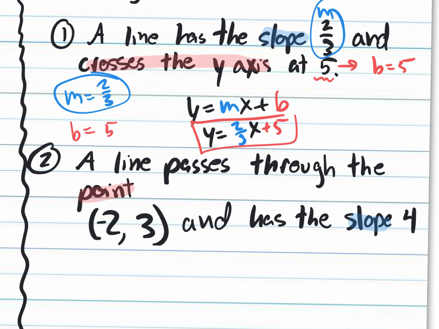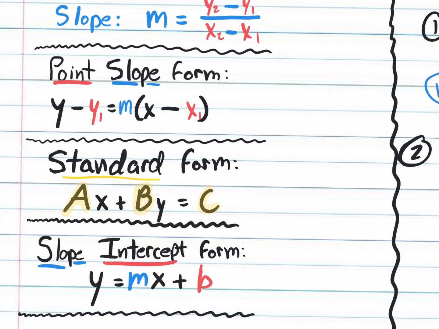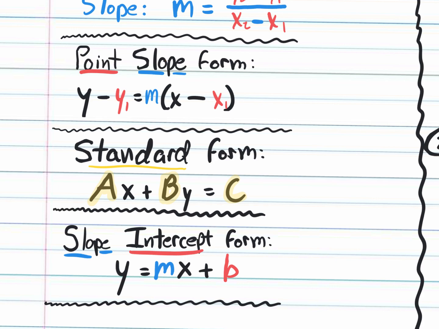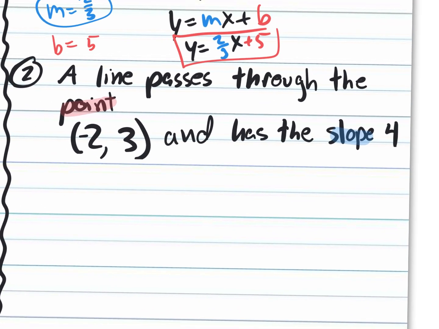It's that easy. Like, what are they giving you? Oh, they're giving you a point, they're giving you a slope. So which one are you going to use? You're going to use point slope form. Okay. So we do have to get comfortable with point slope form. Let's get comfortable with it by beginning by writing it down. Point slope form. What is point slope form?